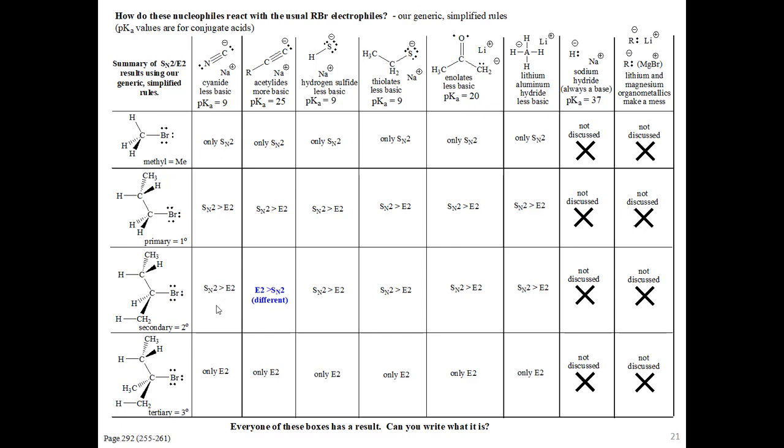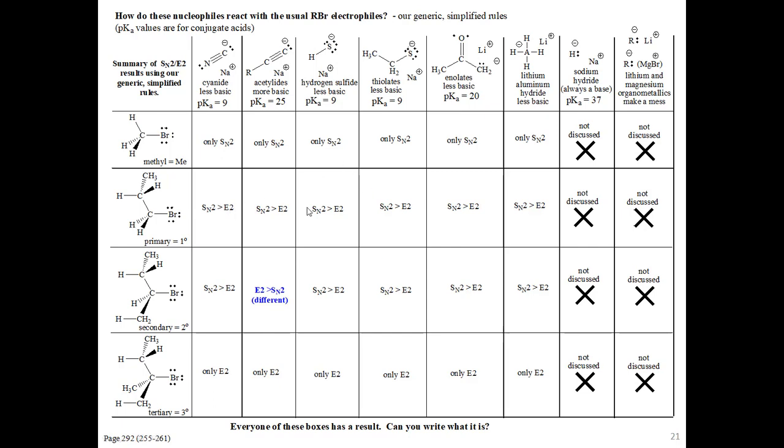If you go to secondary, here's where you get the problem. The only one we worry about here is this, which is too basic. That secondary gets more E2 than SN2. Otherwise, everything else is good SN2 at secondary. Our rule, just to be easier, for tertiary centers is everything does E2. It doesn't make any difference how good the nucleophile is. It's only E2.